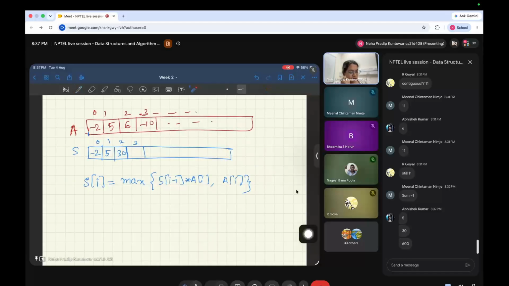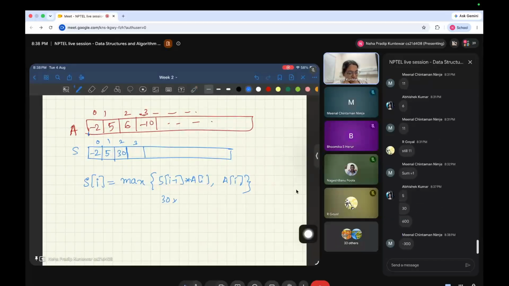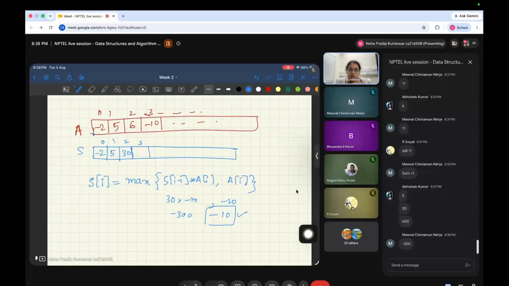What about at this point? Okay, so we are applying this formula for now. So what is S of I minus 1? S of I minus 1 is 30 and A of I is minus 10. So this is minus 300 versus minus 10. So you will end up writing minus 10 here. Sorry, max is minus 10, so you will end up writing minus 10 according to this algorithm.